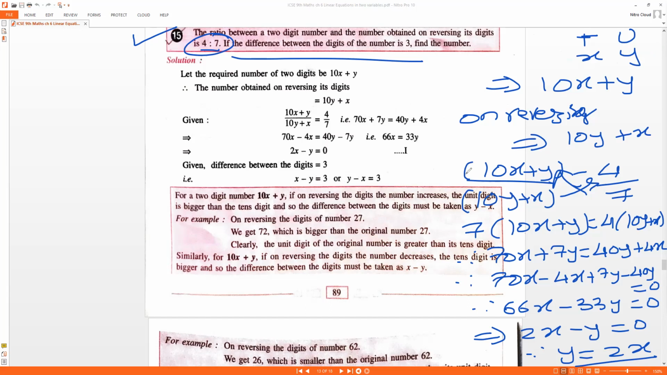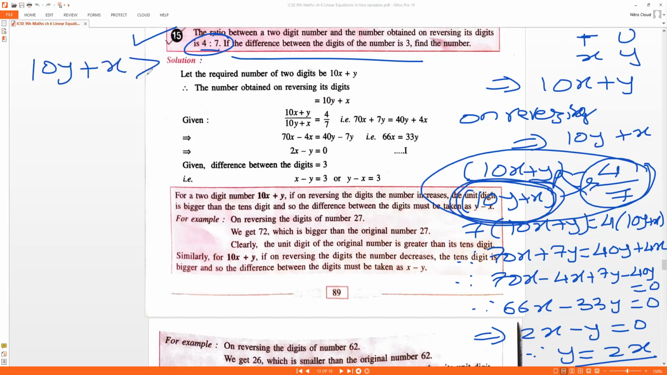Listen carefully. We have taken the ratio. Look at the ratio. What is the ratio? 4:7. The ratio is less than 1. That means the denominator is greater. See, 7 is greater than 4. So here, the denominator is greater. That means 10y plus x is greater than 10x plus y. If 10y plus x is greater, obviously the digit y has to be greater than digit x. Are you getting this point?